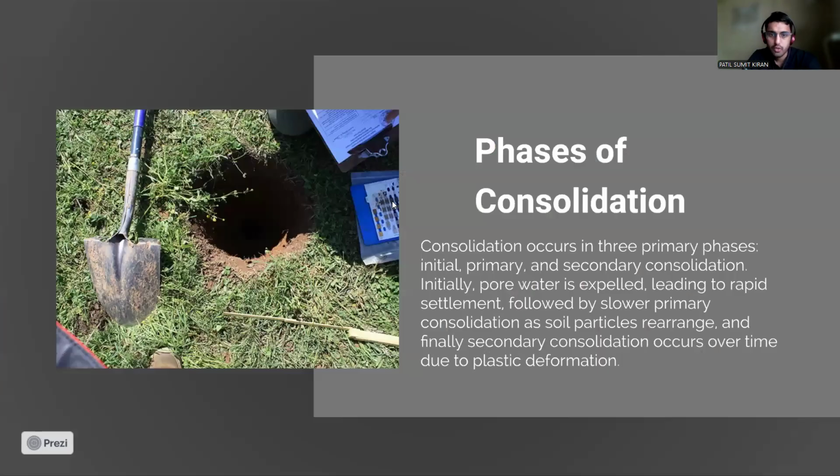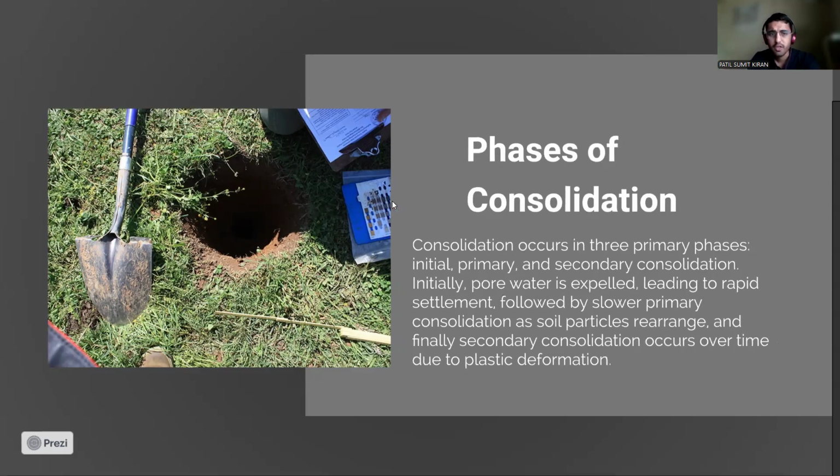Next is the phases of consolidation. Consolidation occurs in three phases: initial, primary, and secondary, which we have considered before. In the initial phase, the voids get removed. In the primary consolidation process, the water is removed, which is the main core process. The secondary process continues for a long time as the load is applied, and the consolidation process is continued.